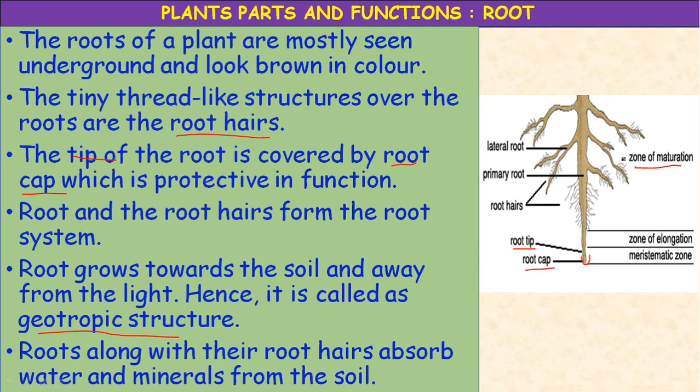Okay, next, zone of elongation. Due to rapid cell division in the meristematic zone, the root elongates or grows very fast. That is called zone of elongation. Next, the zone of maturation. Zone of maturation means where the root cells get matured.